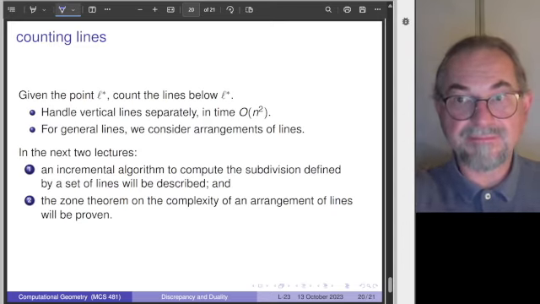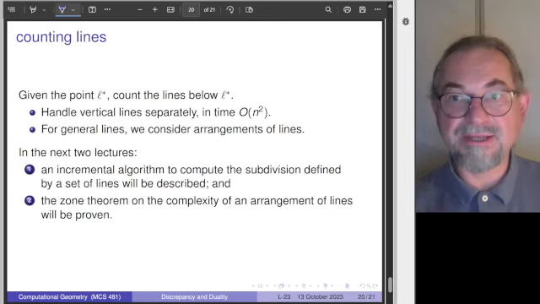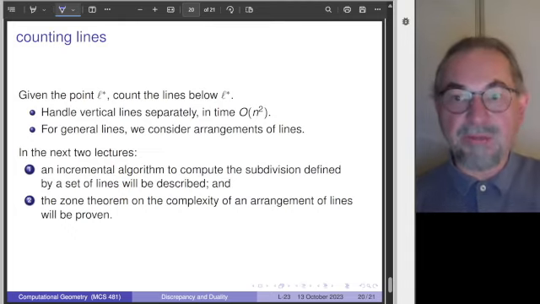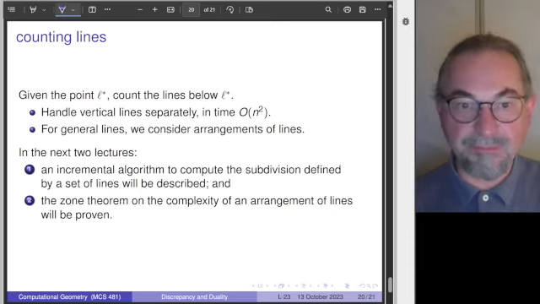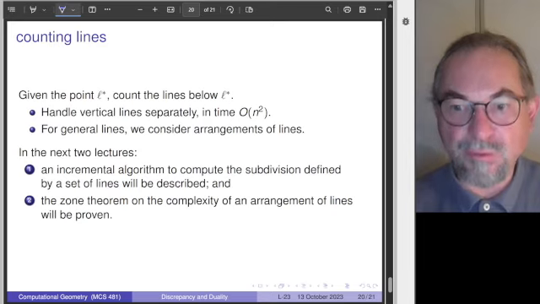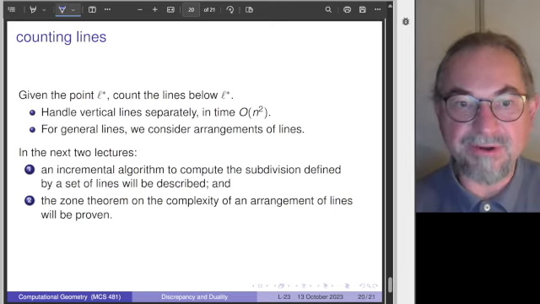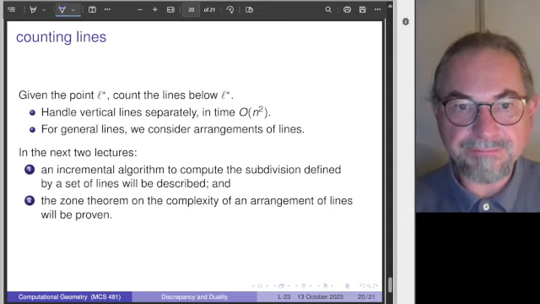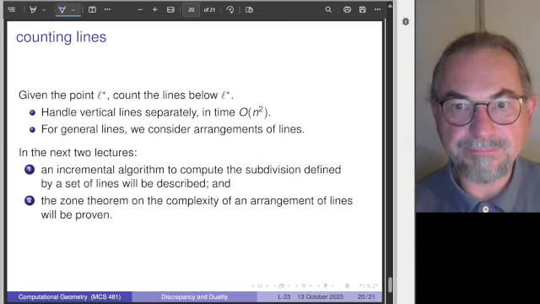That is a linear amount in the set of lines that determine it, so it's not quadratic. But in the meantime, before we get to the zone theorem, we will have to define the subdivision that is defined by the set of lines. So we will define an incremental algorithm for this. And that will be the topic of the next lecture.